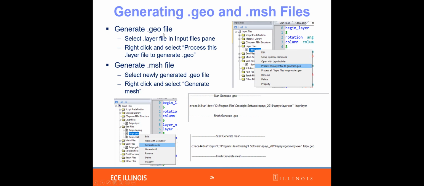And next step, once you have your .layer file, then you generate your geometry file by right clicking on the layer file on the left hand side, and you click process this .layer file to generate .geometry file. And once you have the geometry file, you need to generate the mesh file. So you just need to right click the .geometry file and generate mesh, or you can click generate all, and they will yield the same results.